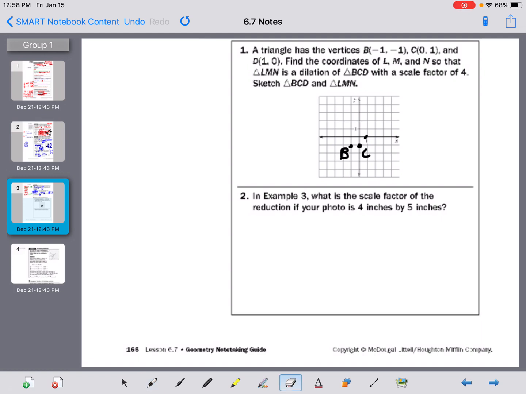Don't ask me about C. See, I need you guys to correct me, okay? C is at (0, 1), which is positive, not negative. D is at (1, 0). There, that makes a much better picture. Okay, so there's my triangle.